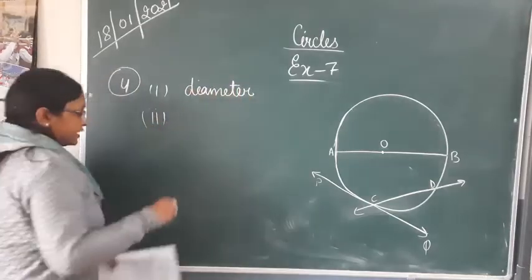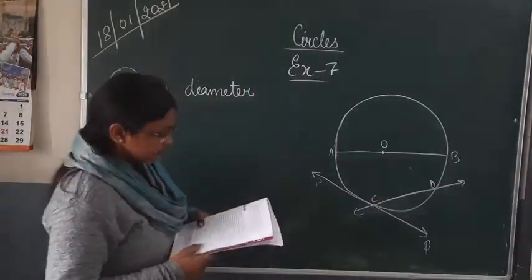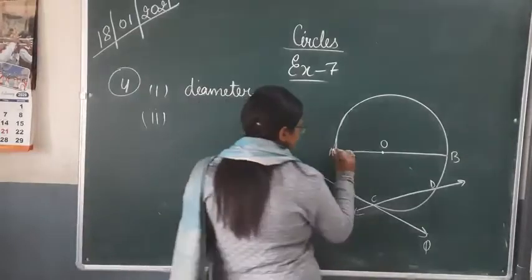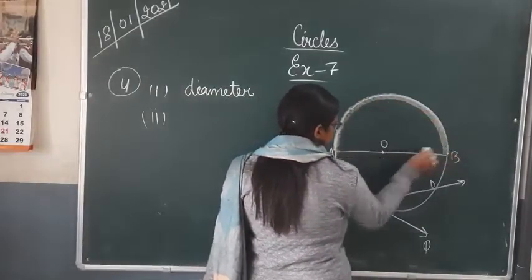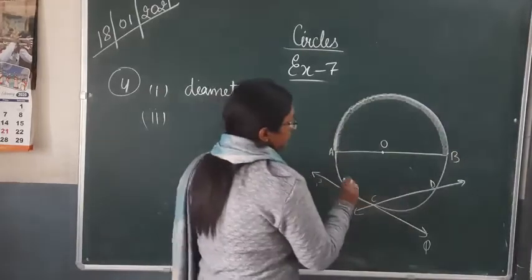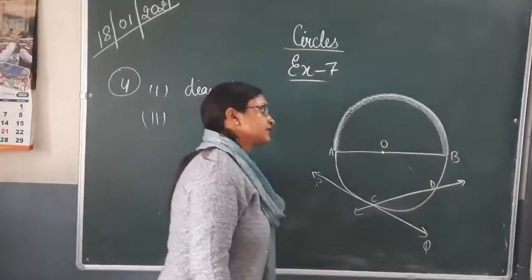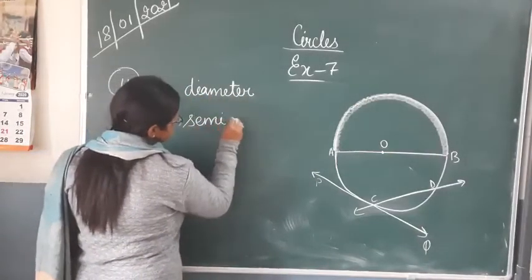For second part, the arc AB of the circle is arc AB. This arc AB of the circle is, from downward also you can write it, but this arc AB is known as the semicircle of the circle. So here you can write semicircle.